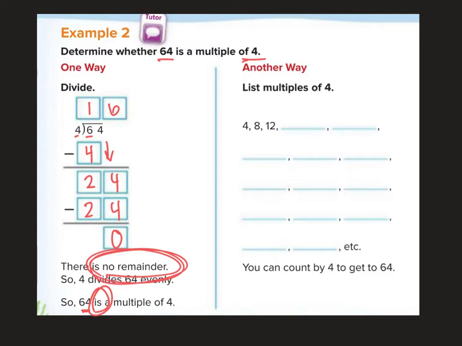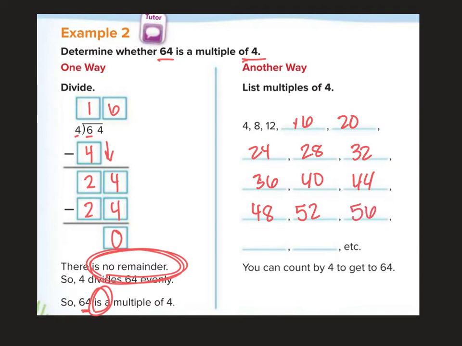Okay, another way is to list all the multiples. Now you can see how much longer this is going to take us. Ready? 4, 8, 12, 16, 20, 24, 28, 32, 36, 40, 44, 48, 52, 56, 60, 64. So if we land on 64, then we know it's going to be a multiple of 4.